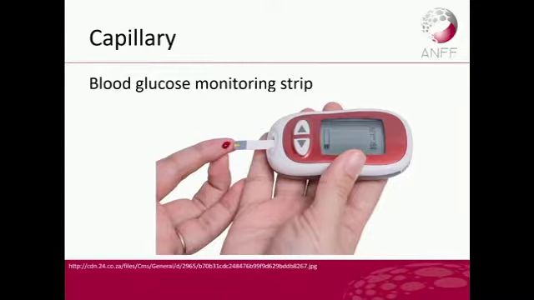One good example of how this is actually used in real life is blood glucose monitoring strips, where a droplet of blood can be drawn into the strip, and it reacts to certain actives on the strip here, so that it gets a reading onto the monitoring system there.